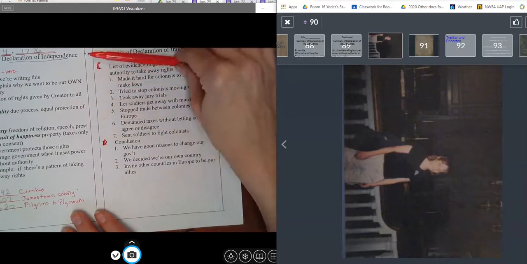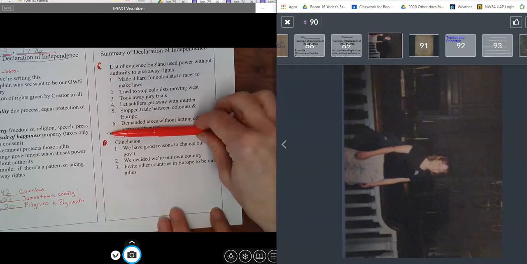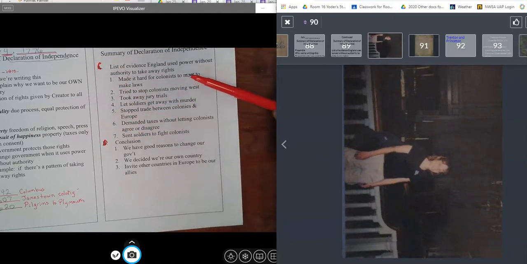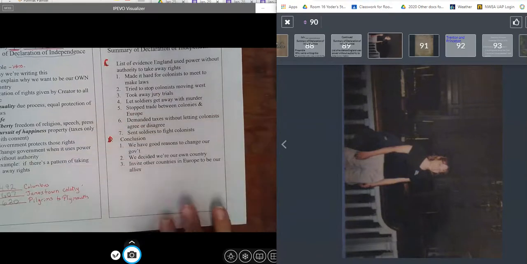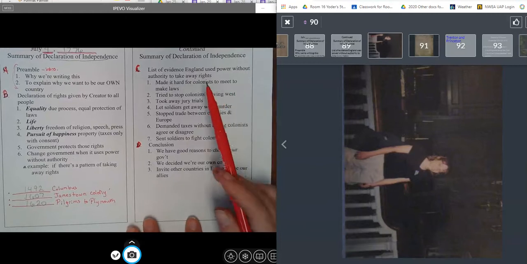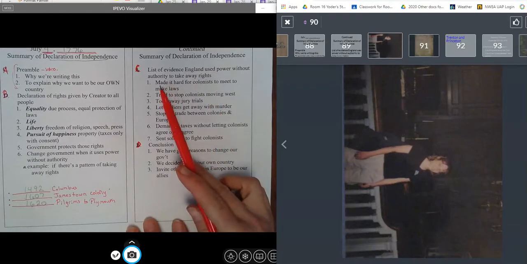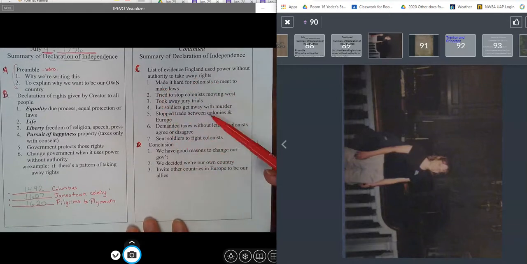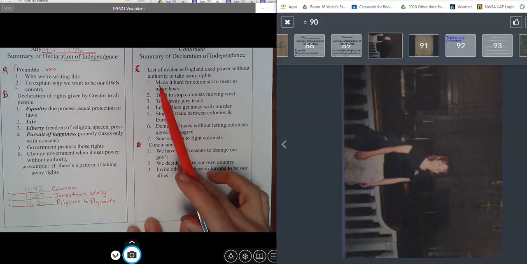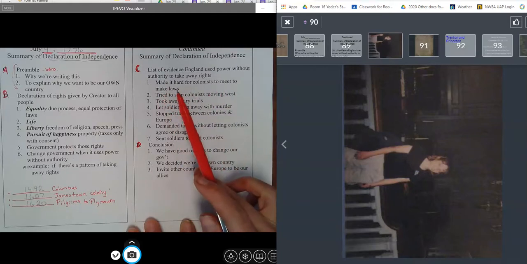And now, and this is actually the longest part of the Declaration of Independence, here is everything England has done that has taken away the rights that we as human beings have. And so they base this in history. Some of these, you should recognize what they were talking about. They said England made it hard for the colonists to meet to make laws. Remember when Boston was shut down, the Massachusetts Assembly was not allowed to meet?